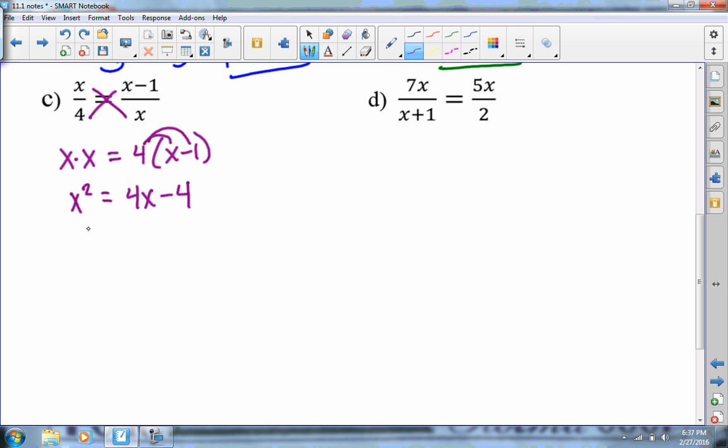But in either case, I have to get it all set equal to 0, and I want to keep this x squared positive, so I'm going to subtract the 4x and add the 4 over to the left side of the equation. So then I'll have x squared minus 4x plus 4 equals 0.